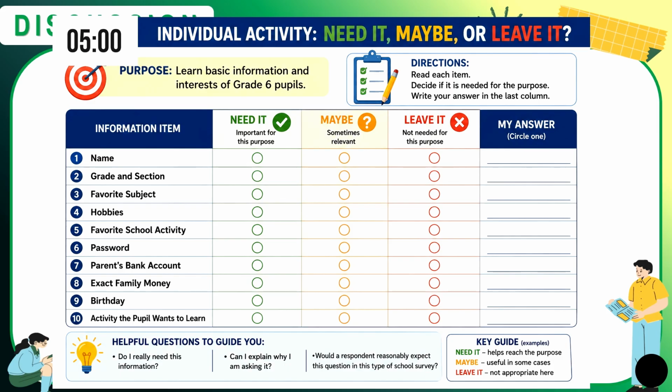Okay, so to further understand our lesson for today, I have here one activity titled Need It, Maybe, or Leave It. This activity will run for 5 minutes. The purpose of your survey is to learn basic information and interests of grade 6 pupils. Direction: read each item, decide if it is needed for the purpose, and then write your answer in your notebook. Okay, your timer starts now.